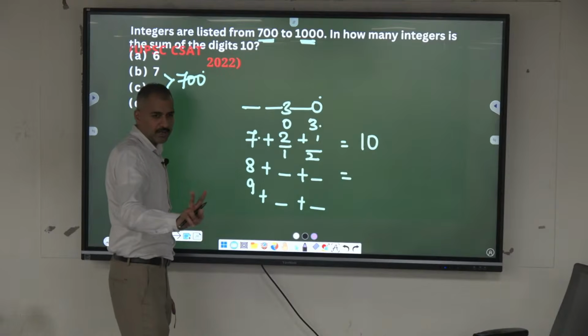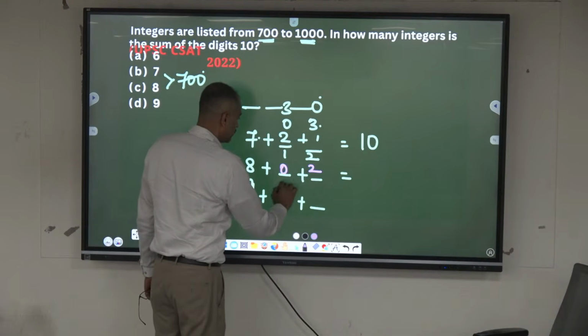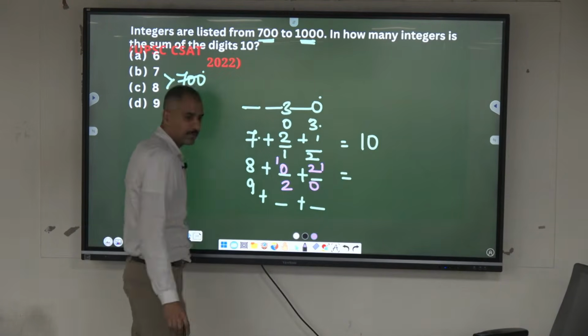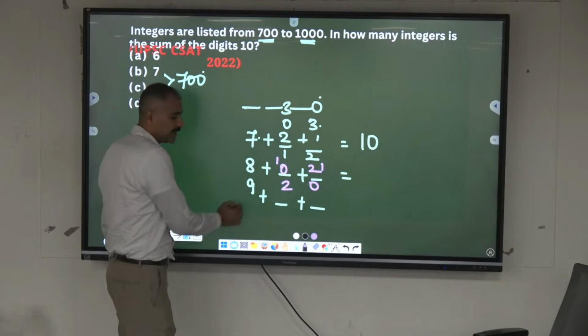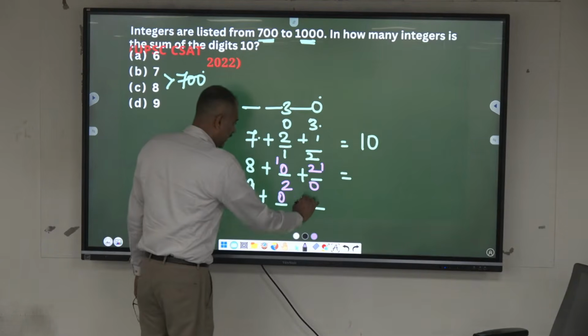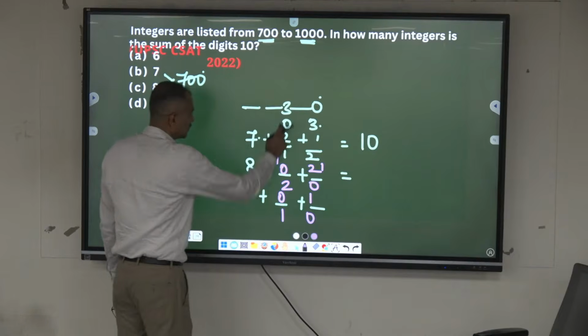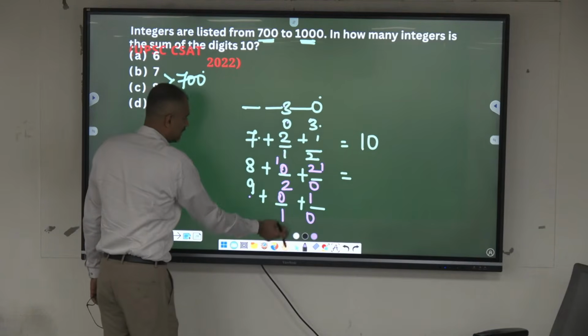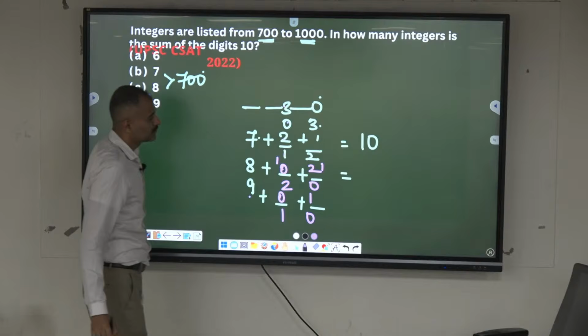Another 2 is required, right? How can we get 2? 0, 2, 2, 0, 1, 1. How many cases? 3 cases. 9 only? 0, 1, 1, 0. 2 cases. Okay, 1, 2, 3, 4, 5, 6, 7, 8 and 9 cases.